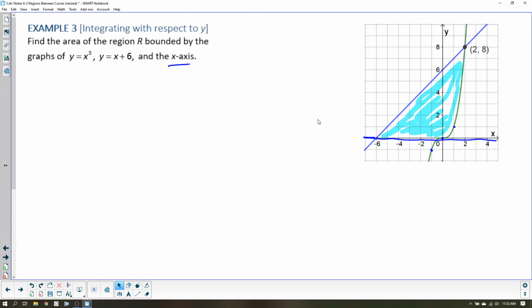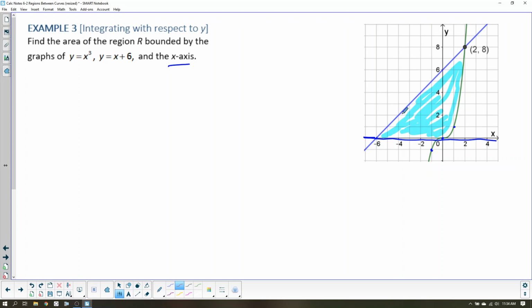Okay, now this problem is one that we can actually do multiple ways. We can integrate it with respect to x. We can also integrate with respect to y. And we're going to show both of those methods. It's good to be able to see how they both work. In some situations, one will work out better than the other. But let's start with integrating with respect to x.